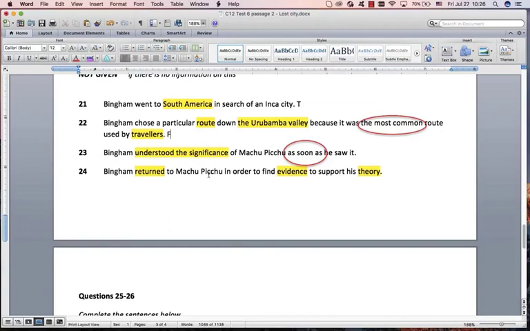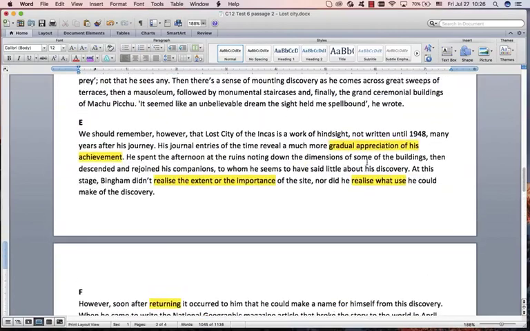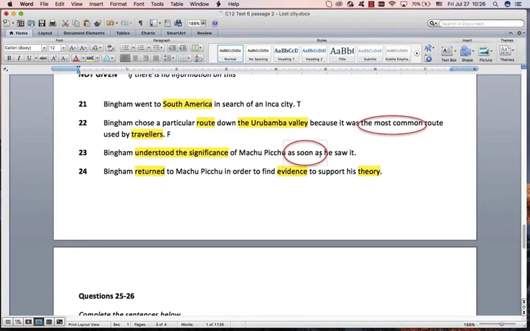Great. Next, 23. Did he understand the significance immediately or later? And we know it was a gradual appreciation. Gradual means slow understanding. He didn't realize the extent, nor did he realize this. So it wasn't immediately. Probably this word is your key word. That means slow. He realized it slowly. So no, he did not realize it, understand it immediately. Again, false.